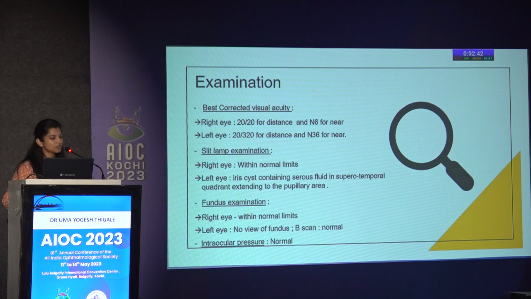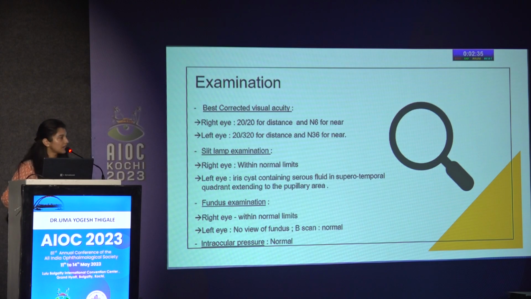The slit lamp examination of the right eye was well within normal limits. The left eye had an iris cyst containing serous fluid in the superotemporal quadrant extending to the pupillary area. Fundus examination in the right eye was normal. In the left eye we could not visualize the fundus, but a B scan was done and it was normal.